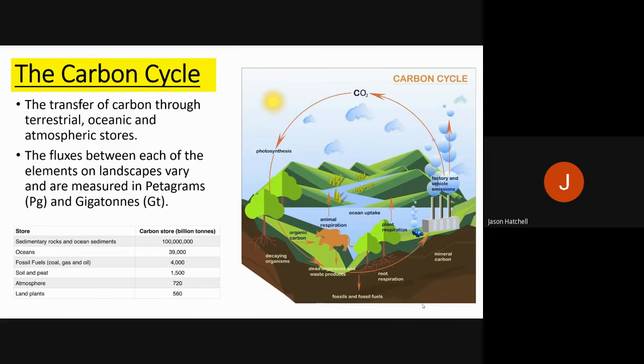Now, to give you an example of how important carbon stores are, on the left-hand side at the bottom there, we've got a number of stores, including sedimentary rocks and ocean sediments, oceans, fossil fuels, soil and peat, atmosphere, and land plants. You can see the billion tons of carbon they store. And of course, you can see that sedimentary rocks and ocean sediments are by far the largest carbon store. You can also see that oceans are a significant sized store as well, with the smallest store there being land plants. Even though that is at only 560 billion tons, that's still a significant store in terms of the balance it creates between the atmosphere, the oceans, and the soil that the plants are planted in.